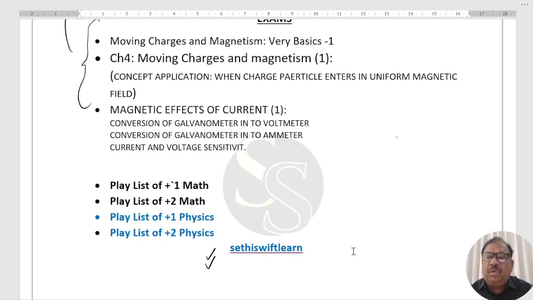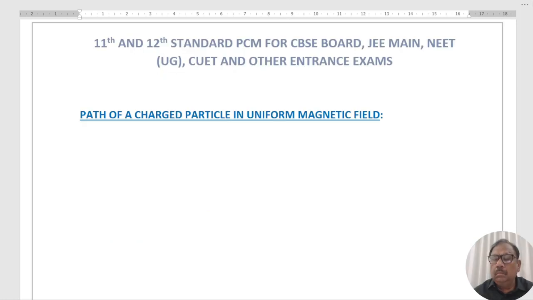Now, let's start with the concept with illustrations. The concept applicable in today's session is the path of a charged particle in a uniform magnetic field.